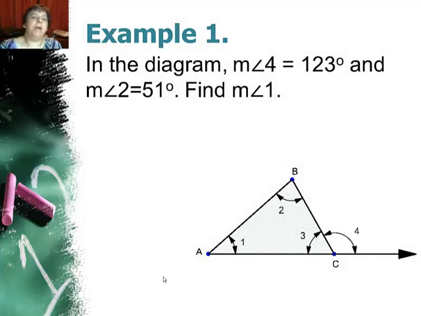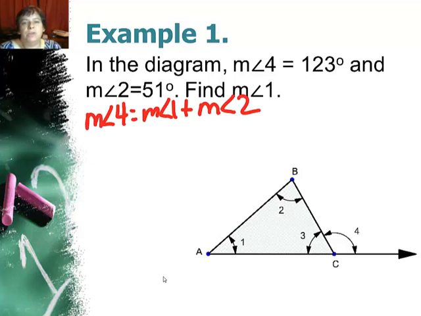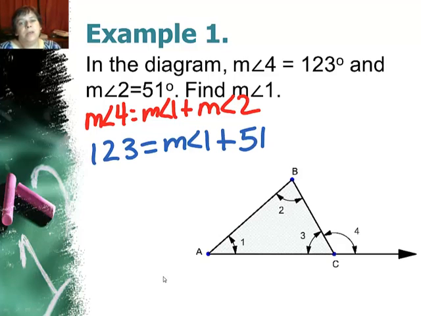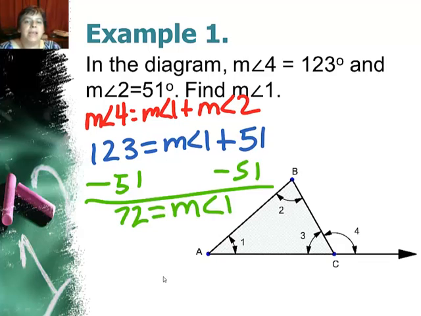Let's go ahead and apply the exterior angle theorem. Now I'm going to say angle 4 is 123 and angle 2 is 51. So using that, I know measure of angle 4 equals measure of angle 1 plus measure of angle 2. Substitute in what I know. Then I can solve for the measure of angle 1 by subtracting 51 from both sides, and I get 72 is the measure of angle 1.